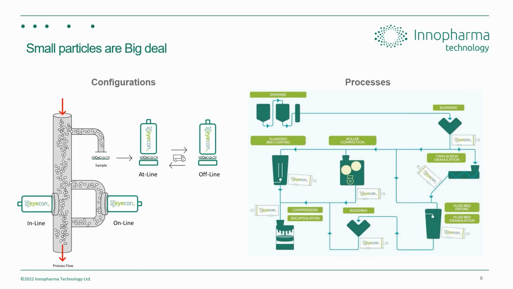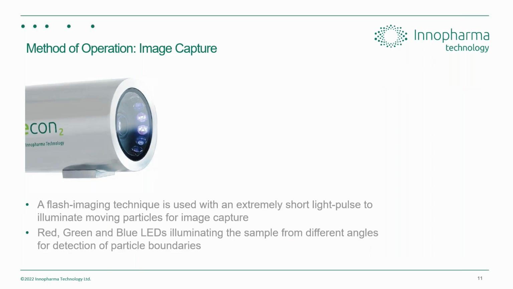And on the right is an example of a manufacturing line. This is actually a solid oral dose manufacturing line, which would be very typical for tablet manufacture. An example of where you would use an image analysis device for all these different steps along that journey. So if we go a little step closer now, rather than an overview of the industry, we're going to look at the hardware just for a slide or two.